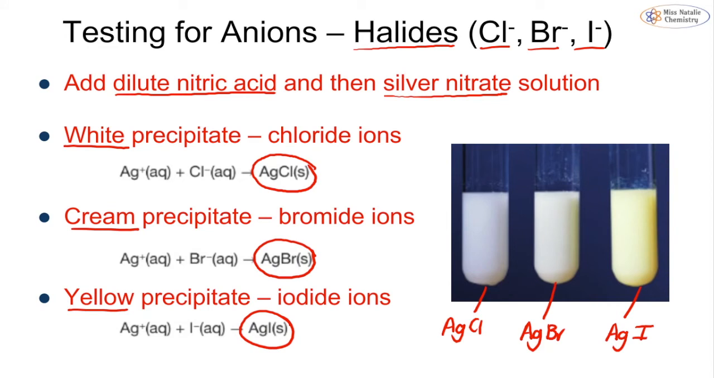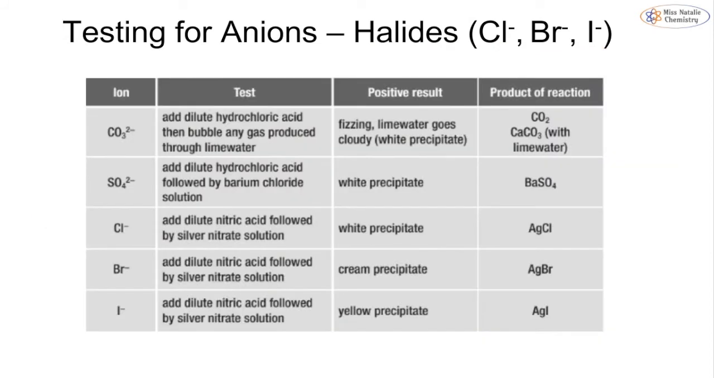The only problem with this test, as you can see, is they do look quite similar, so it can be quite difficult to distinguish between them, but the yellow is very clear that it is yellow. It is just the chloride and the bromide with the white and cream sometimes can look quite similar. So just to summarise, there's our tests for each of our anions that we have to know. So we need to know our carbonates, our sulfates, chloride, bromide, and iodide.